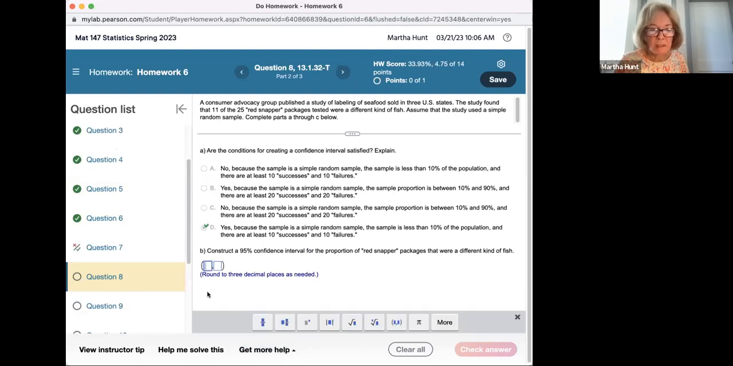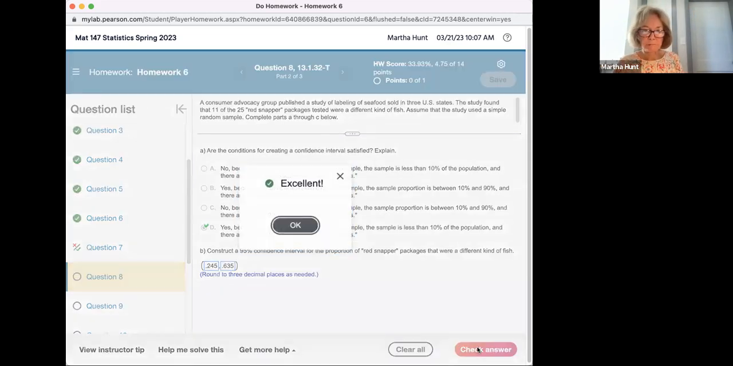So now notice it doesn't say the little percent sign. The other problem had a little percent sign. So now they want a decimal. That can be very frustrating when you're doing a problem. And they want 3 decimal places. So 0.245 and 0.63 rounded up to 5. Cool.